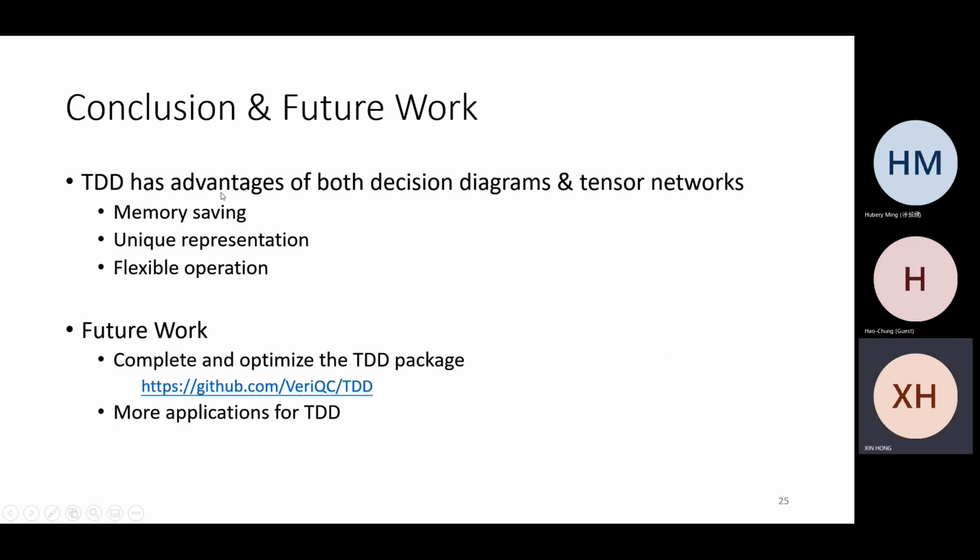So in conclusion, TDD has the advantages of both decision diagrams and tensor networks. It is memory saving, the representation is unique, and it can be flexibly operated. And in the future, I think we should provide a more easily used tensor decision diagram package for people who are not very familiar with tensor decision diagrams. They may have the basic concept of tensors, and then they can use the package to do the corresponding tensor network tasks. And we should find more applications for tensor decision diagrams.